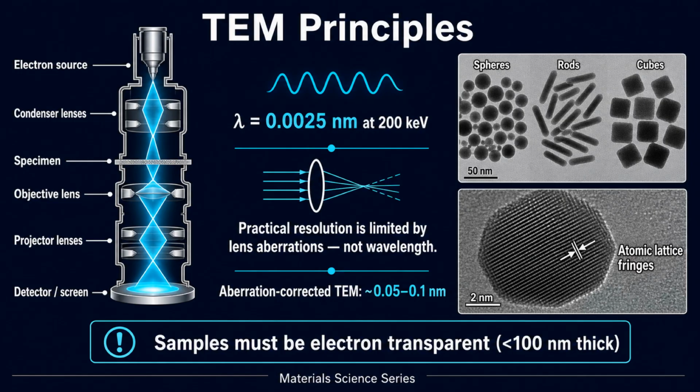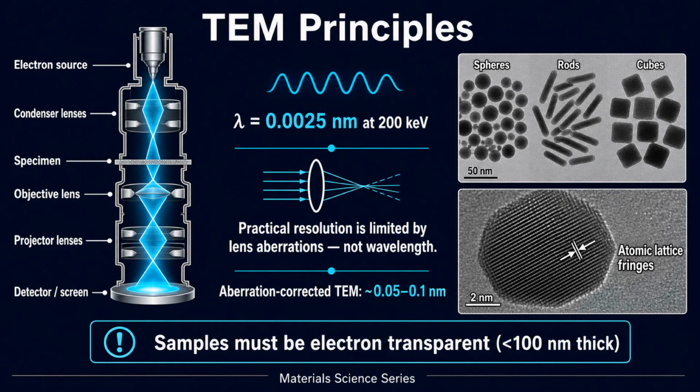Transmission electron microscopy is the workhorse of nanomaterial characterization. A beam of electrons accelerated to high energy, typically 100 to 300 kiloelectron volts, passes through an ultra-thin specimen. Because electrons have much shorter wavelengths than visible light, TEM achieves atomic scale resolution. At 200 keV, the electron wavelength is about 0.0025 nanometers, giving subangstrom resolution potential.